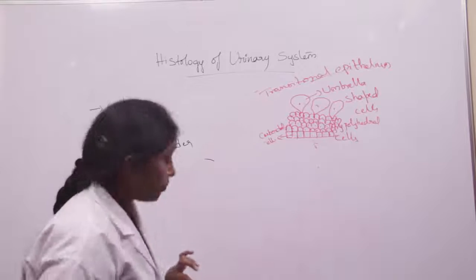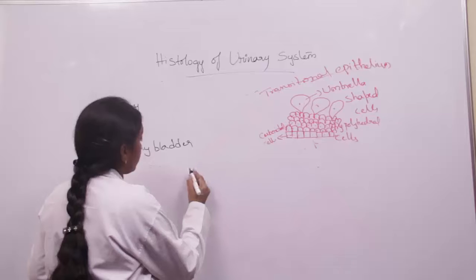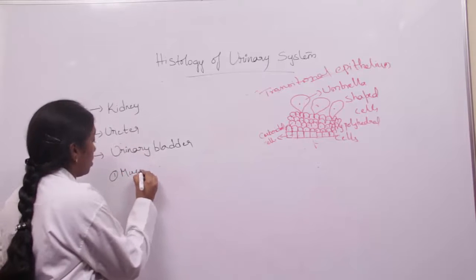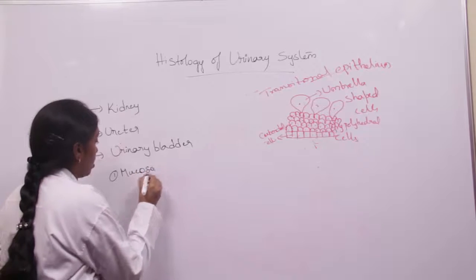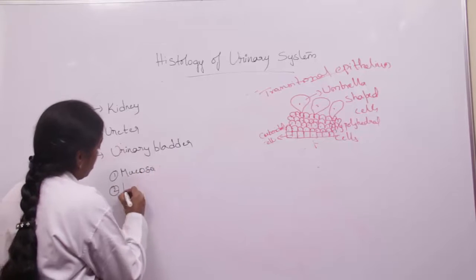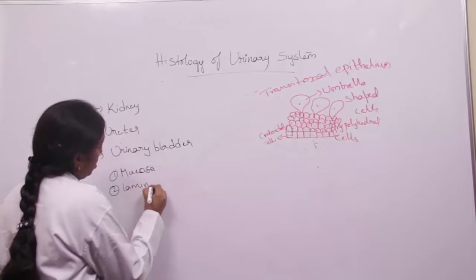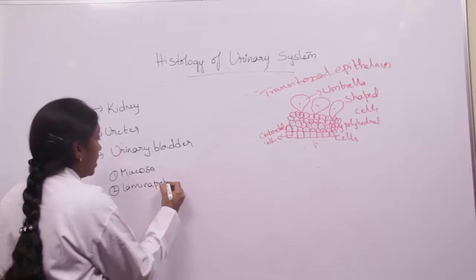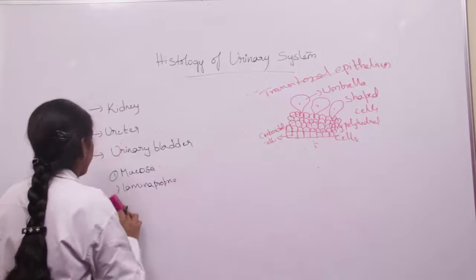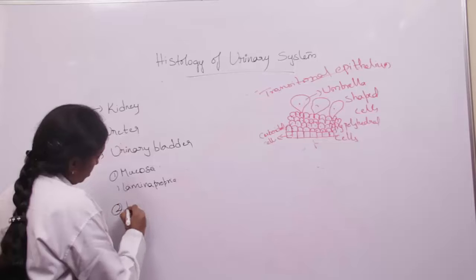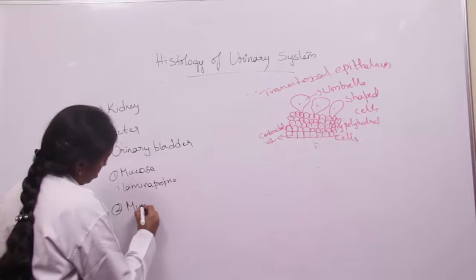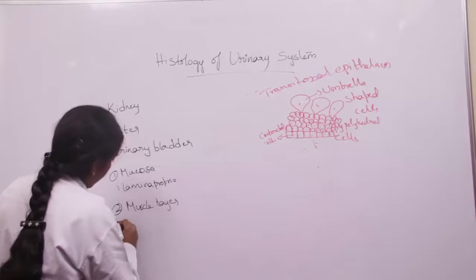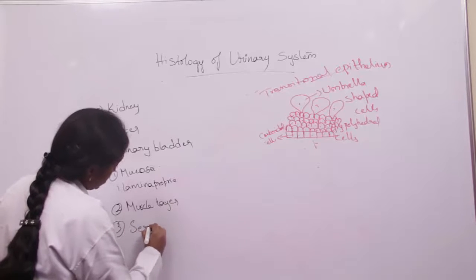So the urinary bladder consists of the mucosa, lamina propria, muscle layer, and the outer layer is serosa.